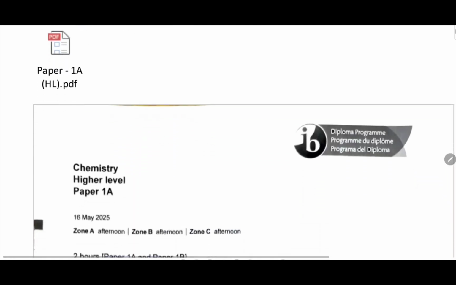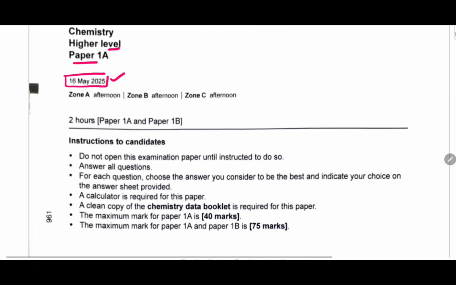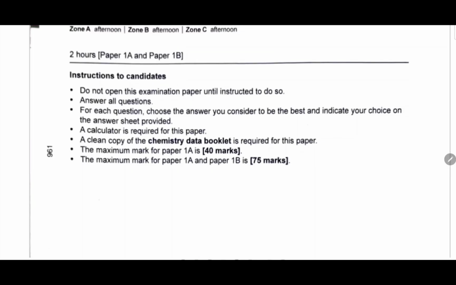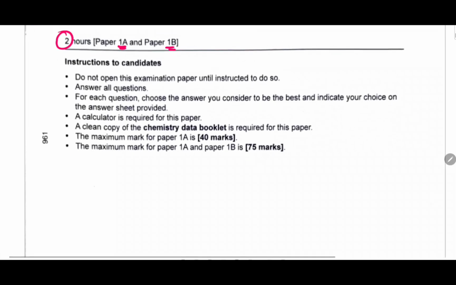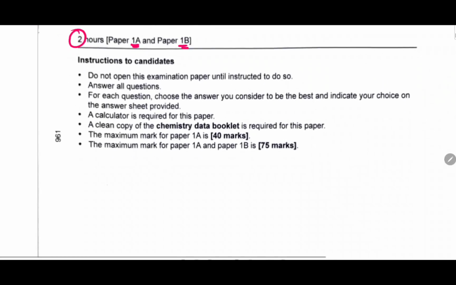Hello everyone, today we are going to solve the higher level paper 1A, which was conducted on 16th May 2025 in Indian subcontinent. Now, as per the new syllabus, this was the first paper, and paper 1 is divided into two parts, paper 1A and paper 1B, and it was total for 2 hours. That is, you have to complete 1A and 1B in 2 hours. You can divide it as 1 hour for paper 1A and 1 hour for paper 1B.